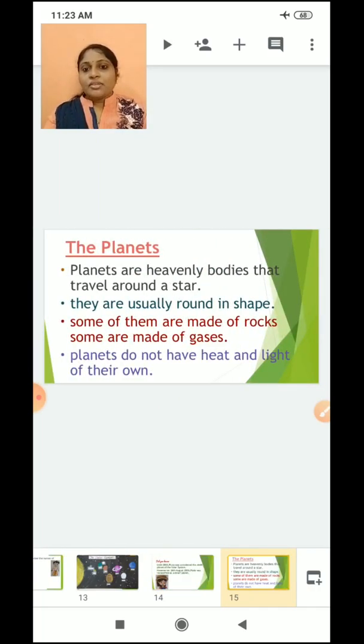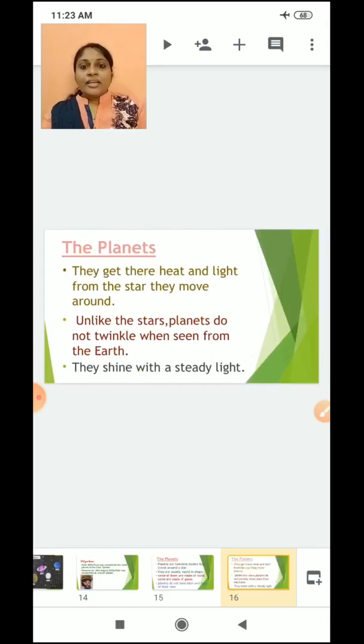And what are planets? Planets are heavenly bodies that travel around a star. They are usually round in shape, and some of them are made up of rocks and some are made of gases. Planets do not have heat and light of their own. Like Earth does not have its own heat and light, it gets them from the sun. They move around. Unlike the stars, planets do not twinkle when seen from the earth. They shine with a steady light.